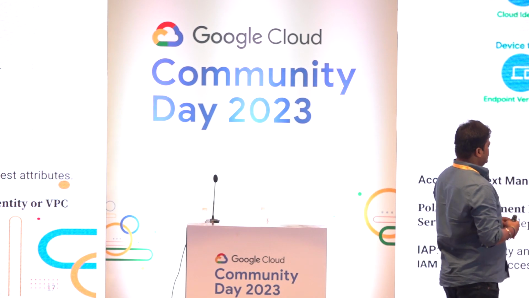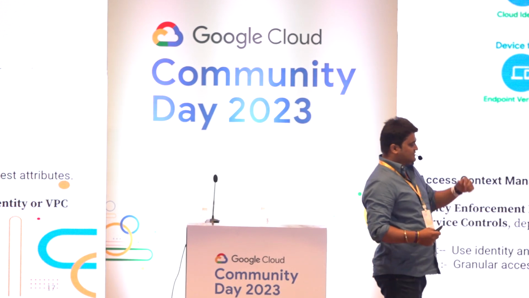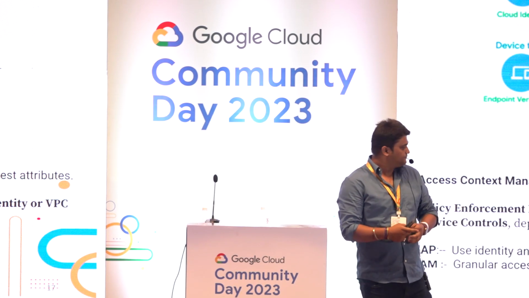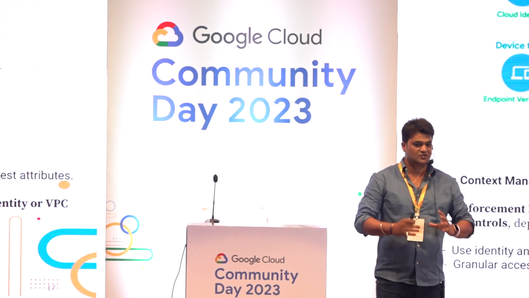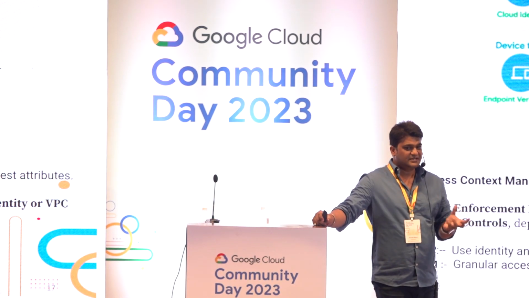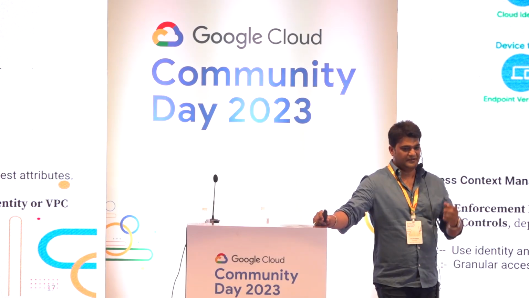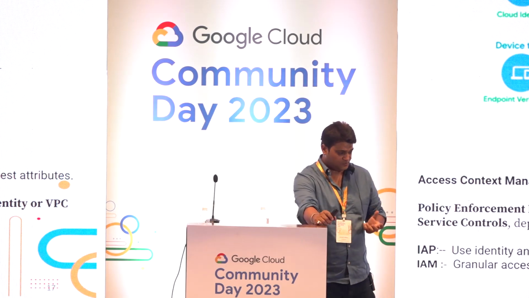Enforcement points are where various services come into the picture: Identity-Aware Proxy, Identity and Access Management, which is commonly known as IAM, Cloud Security, and VPC Service Controls. These might be new terms for you, but they are very important services when discussing or implementing the zero trust approach.